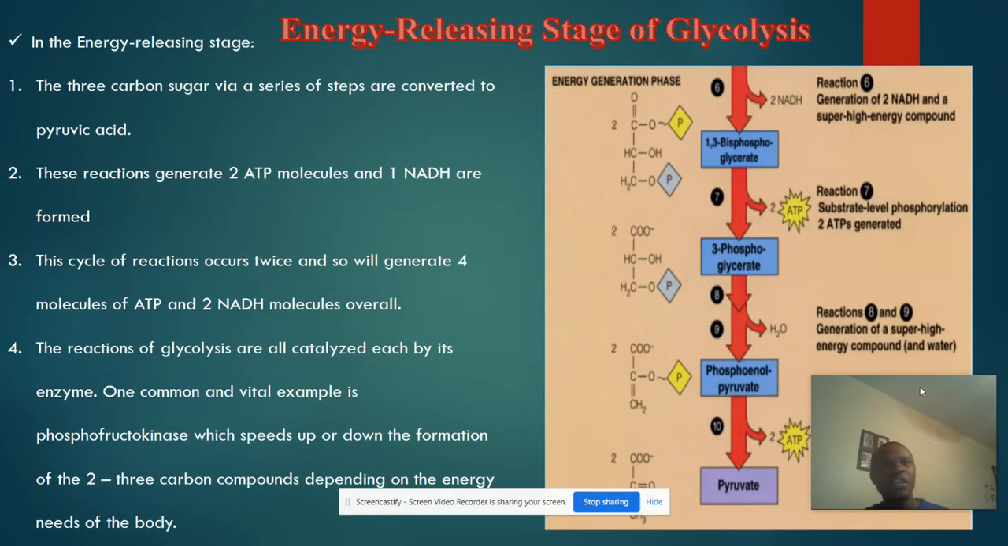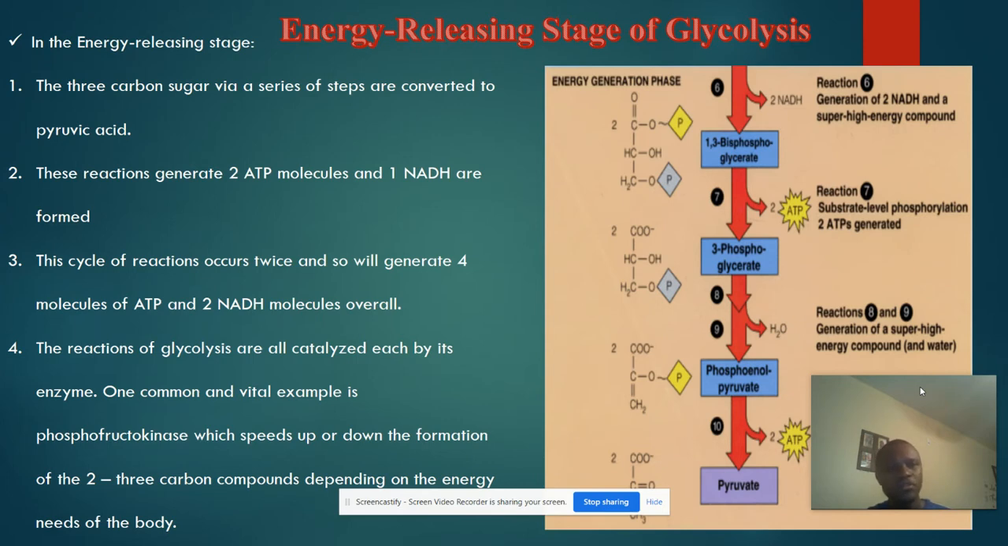Now, looking at the energy releasing stage of glycolysis. In this stage, the three carbon sugar, via a series of steps, is converted to pyruvic acid. These steps are catalyzed by enzymes. This reaction generates two ATP molecules and one NADH molecule. This cycle of reaction occurs twice, and so we generate four molecules of ATP and two NADH molecules overall.